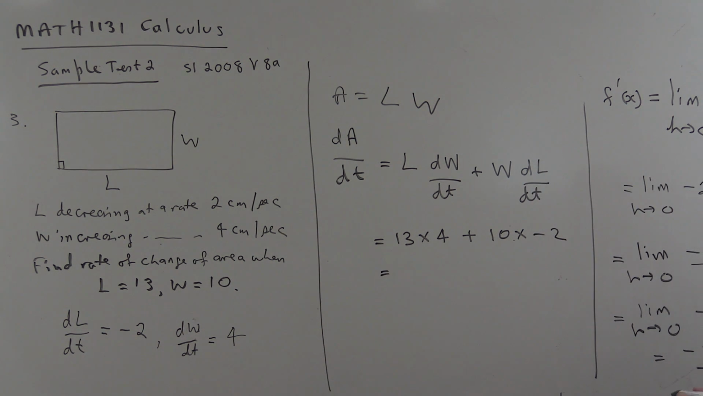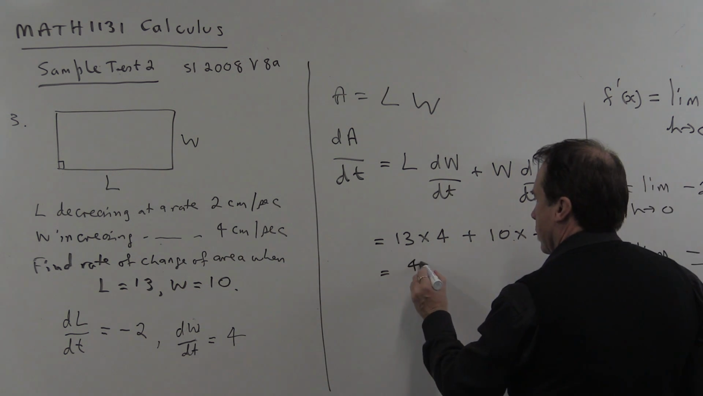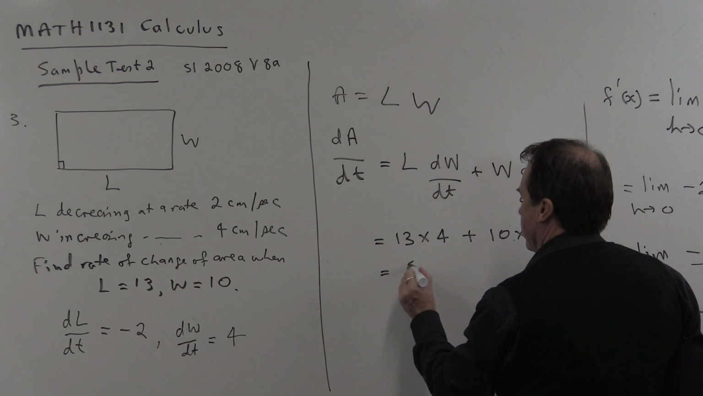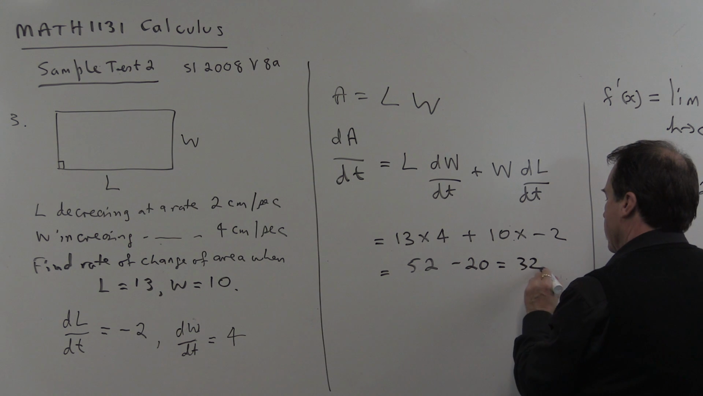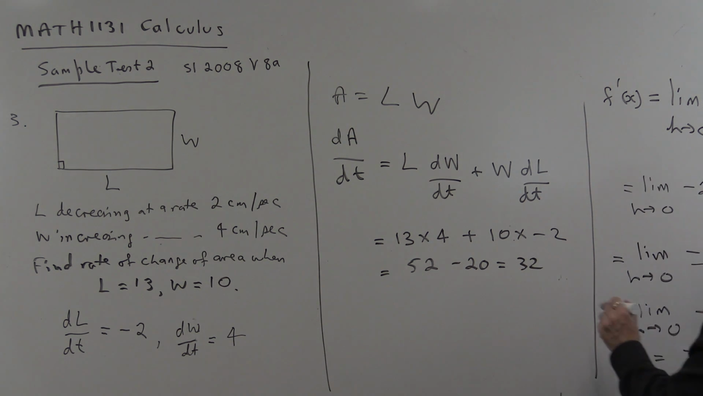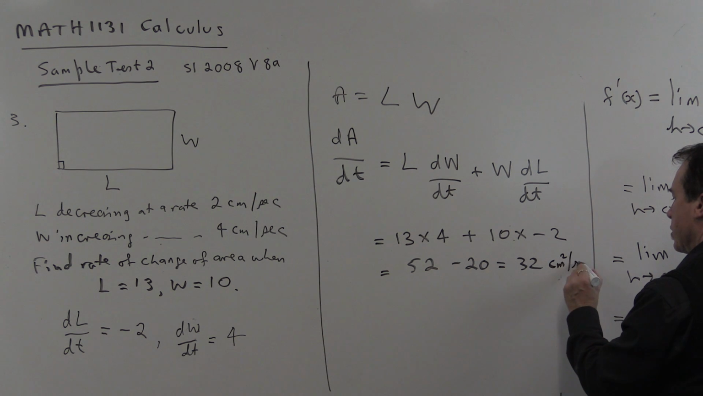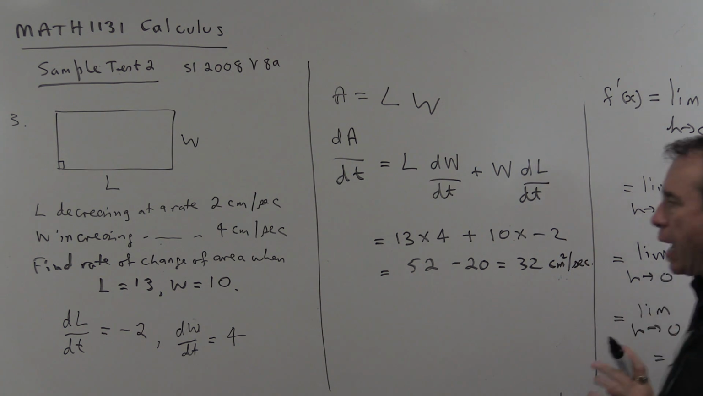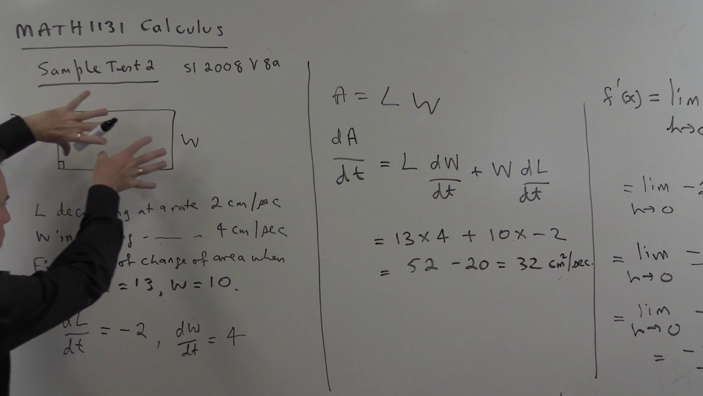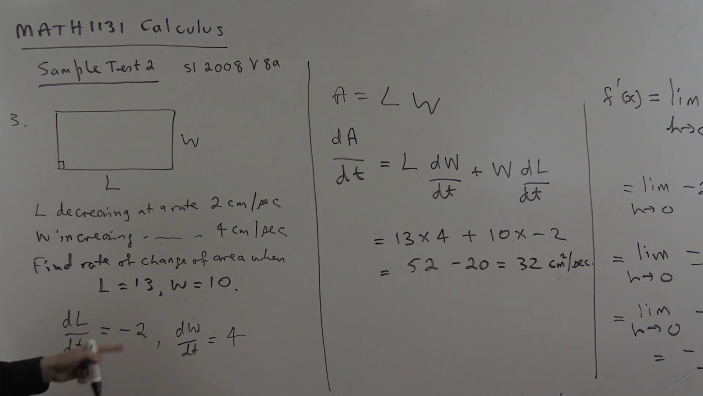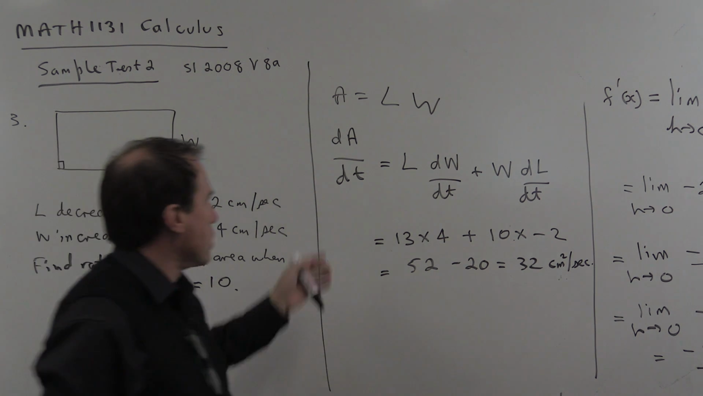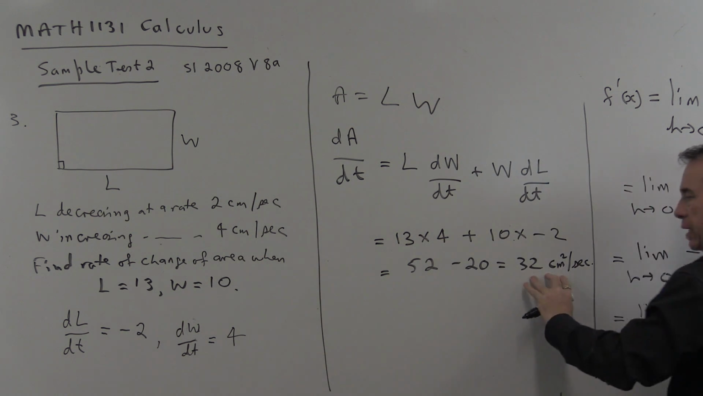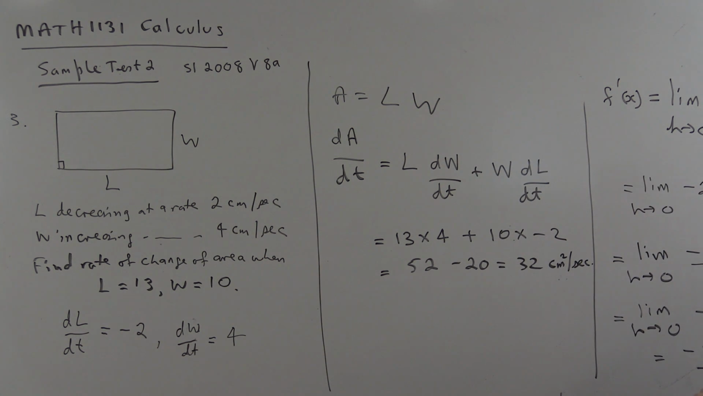So this gives me 42, sorry, no it doesn't, this gives me 52 minus 20, and that gives me 32. Now 32 is going to be centimetres squared per second. So that means as this is shrinking this way but extending that way, at the point when L takes the value 13 and W is 10, then this is telling me that the area actually is increasing, because this is positive, at a rate of 32 centimetres per second.